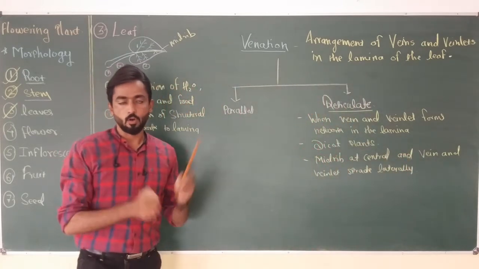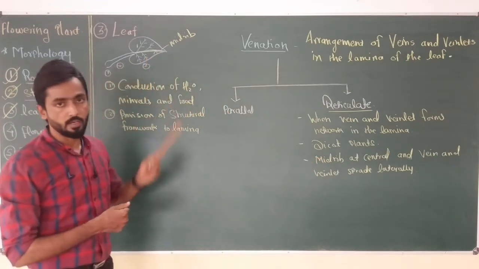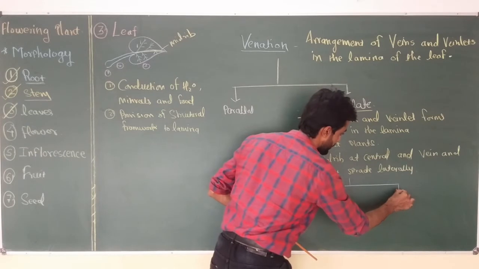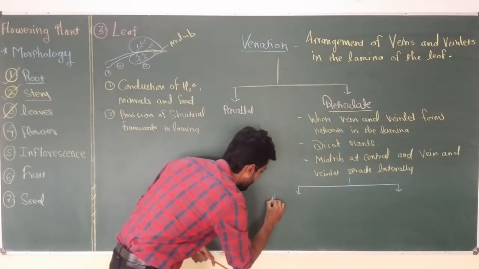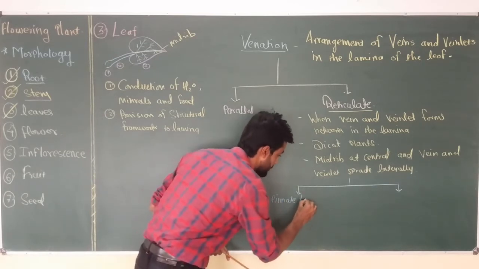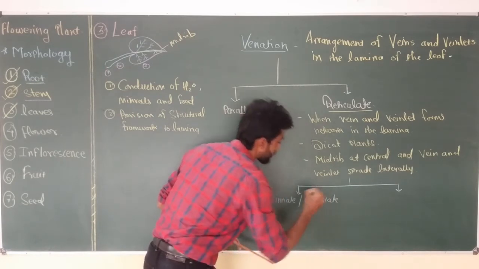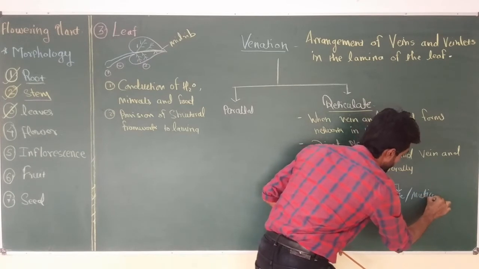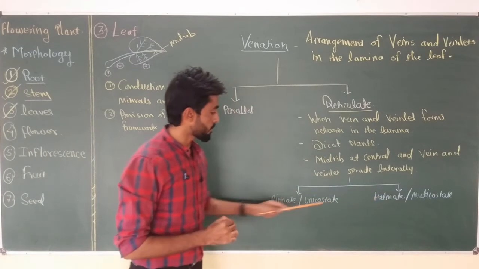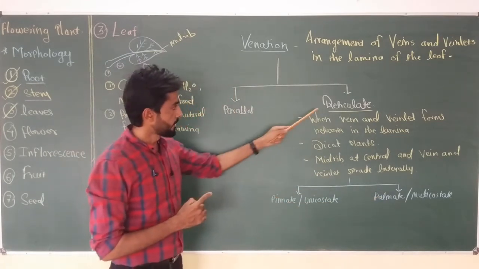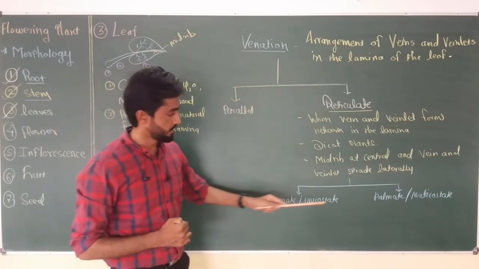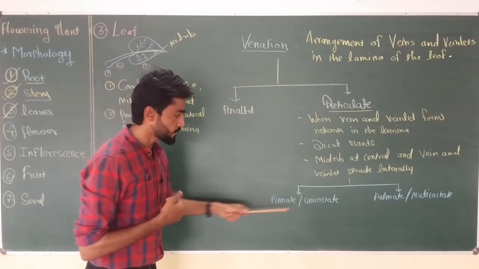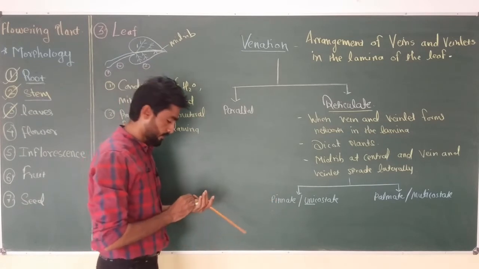On the basis of the number of midribs present in the lamina, there are two important types of reticulate venation. Number one, pinnate, also called unicostate, and number two, palmate or multicostate. These are the two important types of reticulate venation: pinnate reticulate venation, or unicostate reticulate venation, and palmate reticulate venation, or multicostate reticulate venation. What is pinnate or unicostate? Uni means single. So in this type of venation, a single midrib is present.